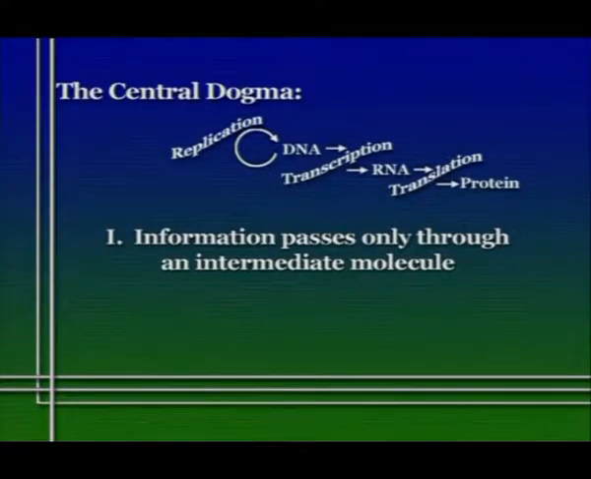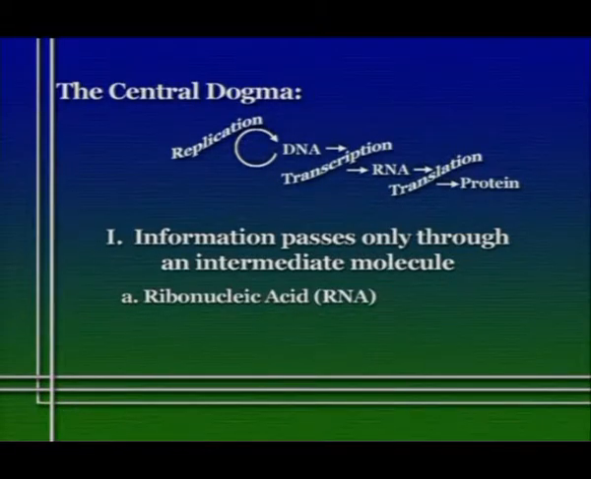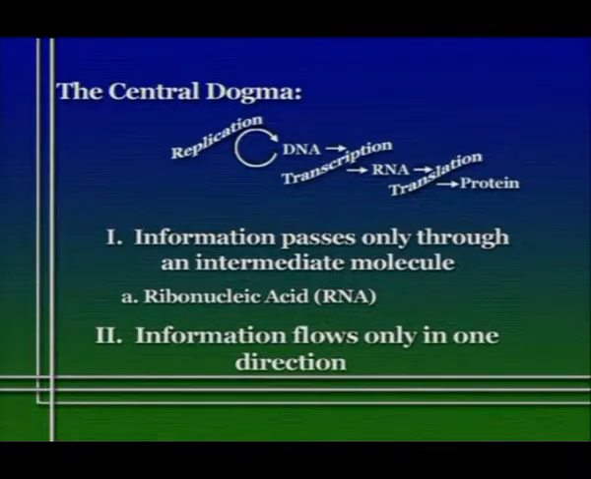The first point is the suggestion that information doesn't pass directly from DNA to proteins, but instead passes through an intermediate molecule. This intermediate molecule is the other main kind of nucleic acid that we've mentioned, ribonucleic acid, or RNA for short. The second point embodied in the Central Dogma is that information flows only in one direction, from DNA to RNA to proteins, and never back in the other direction. Crick put it this way, and I'm quoting him here: once information has passed into protein, it can't get out again.